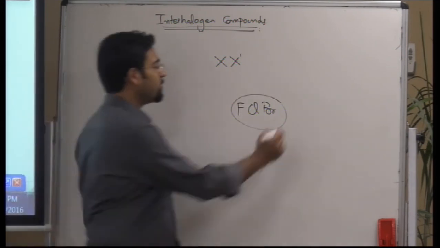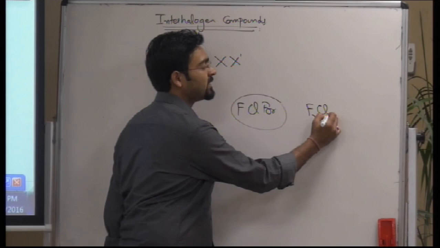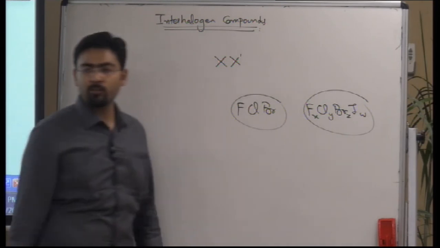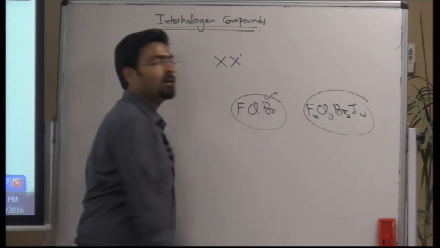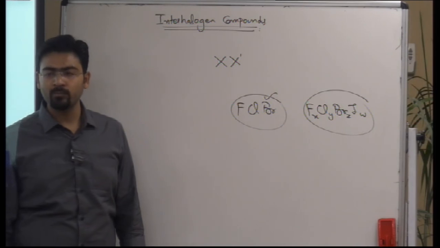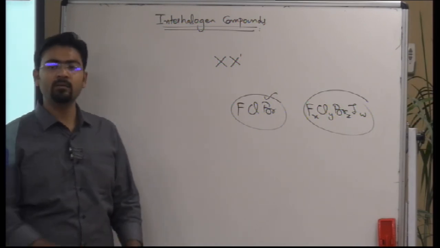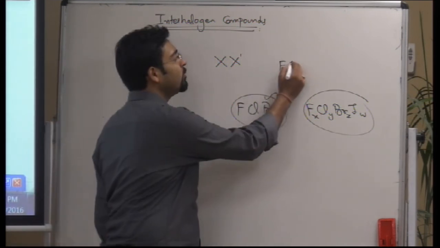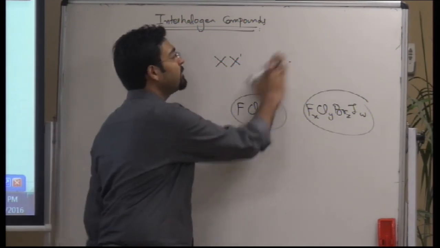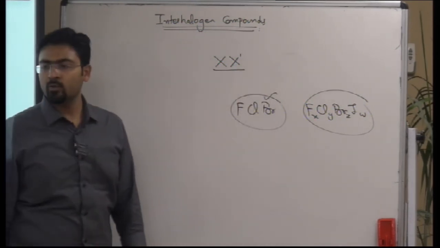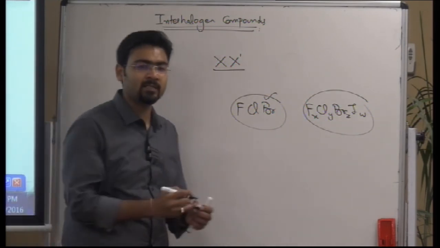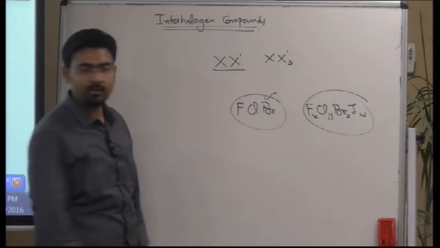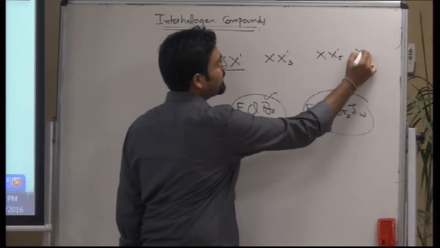Four different halogens means I'm talking about a compound formed by, for example, F, Cl, Br, and I. Such compounds cannot be formed easily. Even if we try different halogen compounds, they quickly break down and form the interhalogen compounds of the category in which you have only two different types of halogen atoms. So we represent it by XX'. X represents one kind of halogen, X' is another halogen. They are usually like XX', XX'3, XX'5 and XX'7.